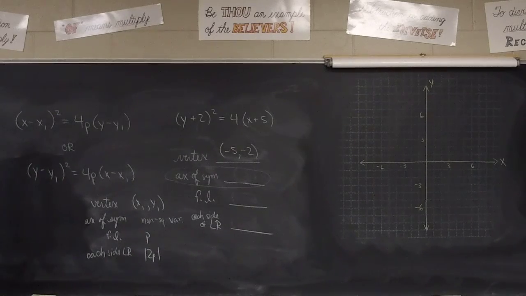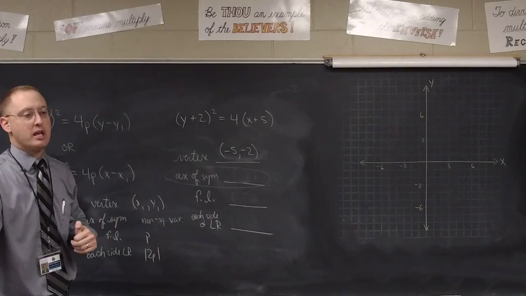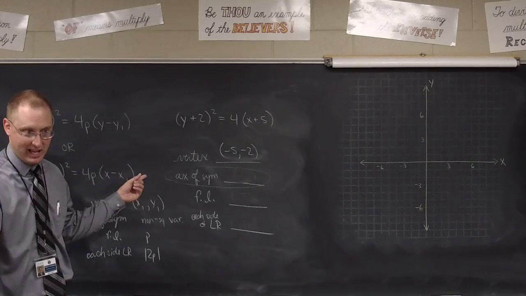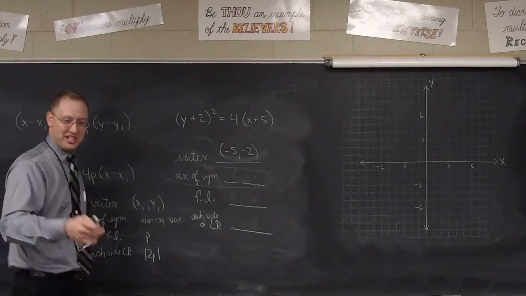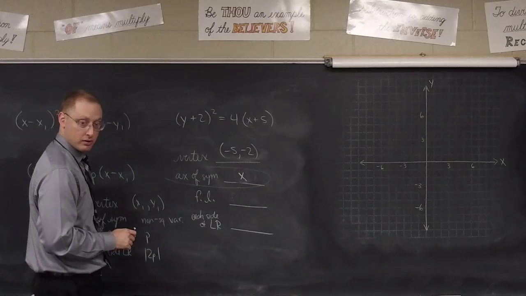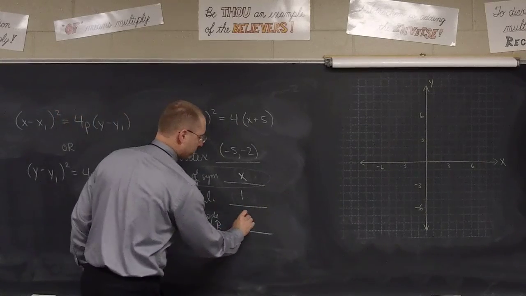Now, none of the other conics are like this. The ellipse is like the circle, x then y. The hyperbola is like the circle, x then y. It's only this one, which makes it that much harder, frankly. All right, which axis is the axis of symmetry? The x-axis. And what's the focal length? 1. So each side of the latus rectum then, Quentin, is 2.